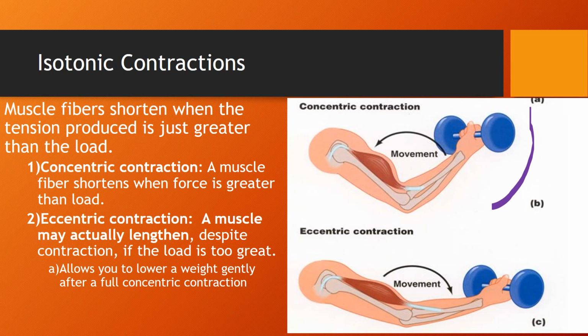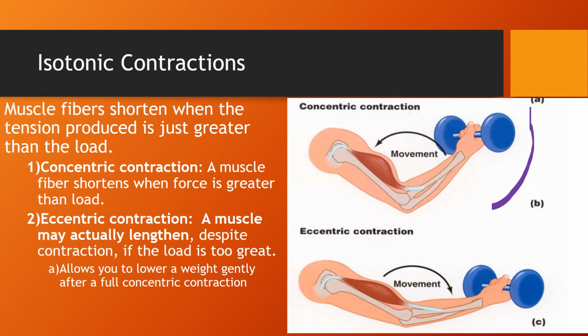Eccentric contraction will result in the elongation or lengthening of a muscle while the muscle is still generating force. So in essence, the resistance is greater than the force generated. Eccentric contractions can both be voluntary and involuntary. So let's look at an example of a voluntary eccentric contraction.